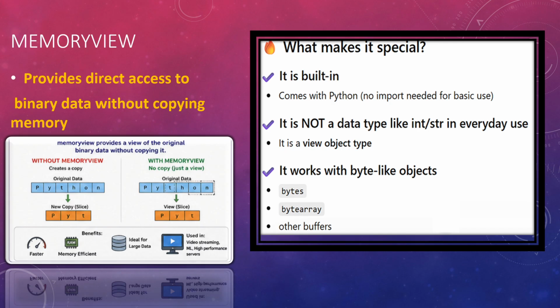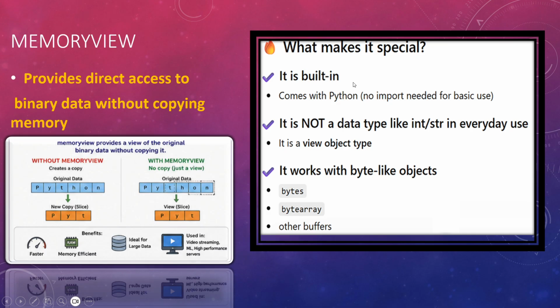So memoryview. What is memoryview? It is built-in, it comes with Python, so no imports. It is a built-in type which provides direct access to binary data. Without memoryview, you would copy the same original data, create a copy, and then do whatever you want. But with memoryview, you have access to the direct original data. You can view a slice of it, so for viewing.